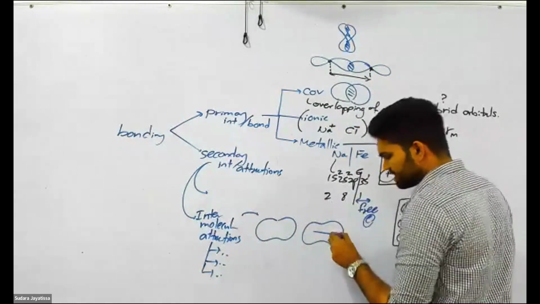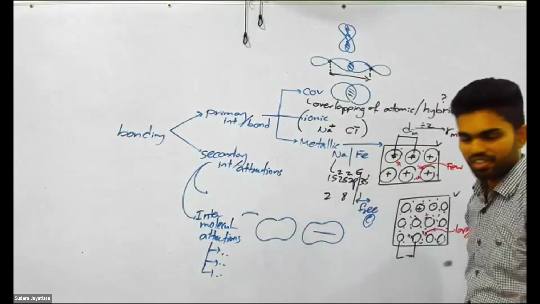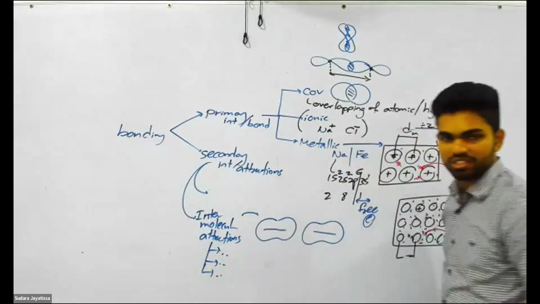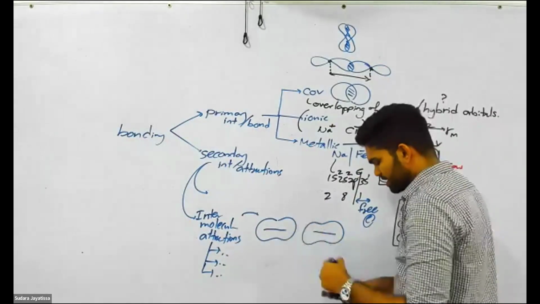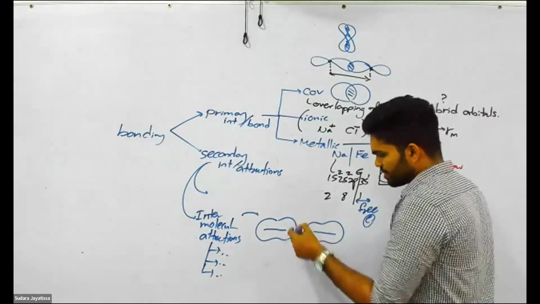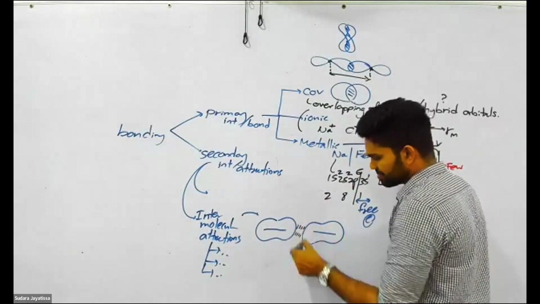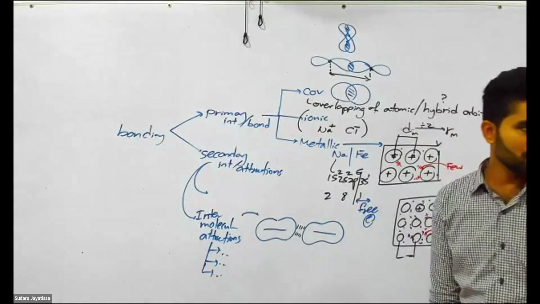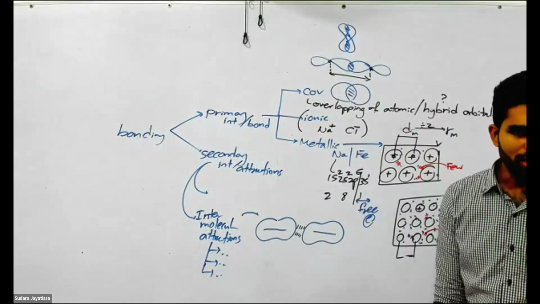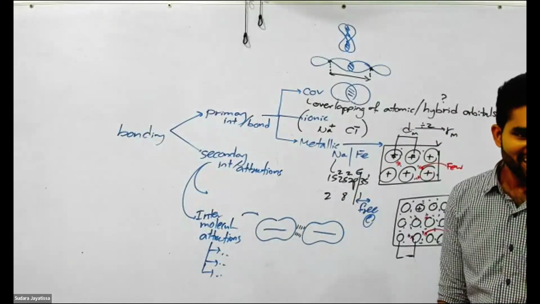Now, inside this, they have a covalent bond. Inside this, they have a covalent bond. It's like the I2 example. And these two molecules are attracted from this end to this end. How it is happening is not important for you right now. Just believe there's an attraction.